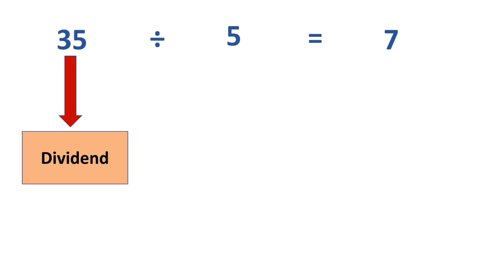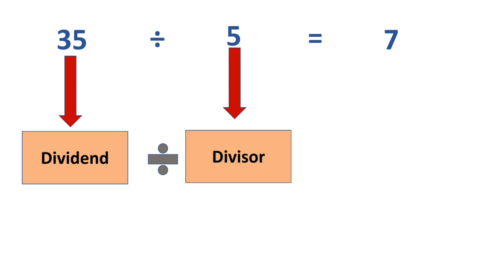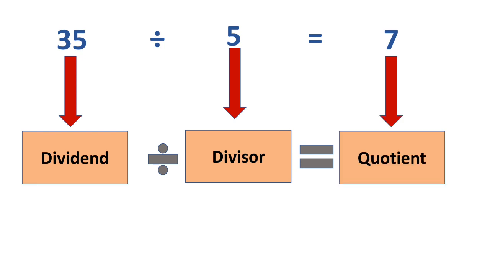Okay, let's see. 35 divided by 5 is equal to how many times we multiply 5 to get 35? Yes, 7 times. 5 sevens are 35. So, the number which we are dividing is called dividend. The number by which we divide is called divisor. The answer we get is called quotient. So we can say dividend divided by divisor is equal to quotient.